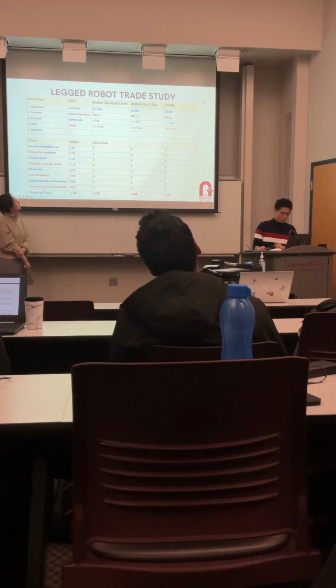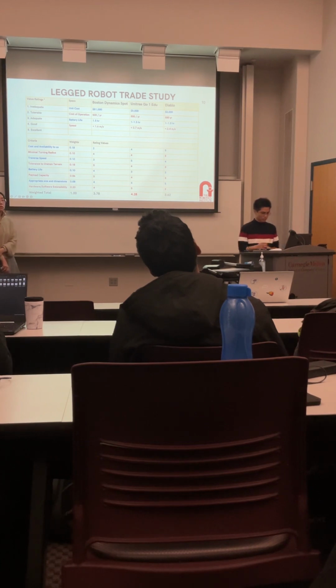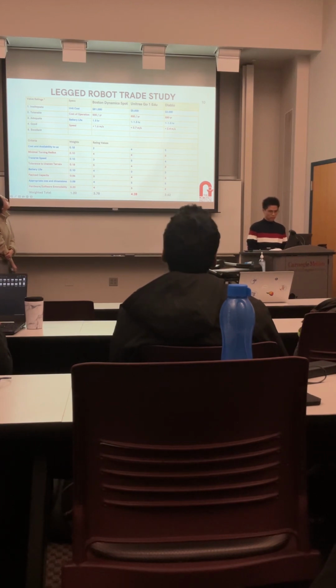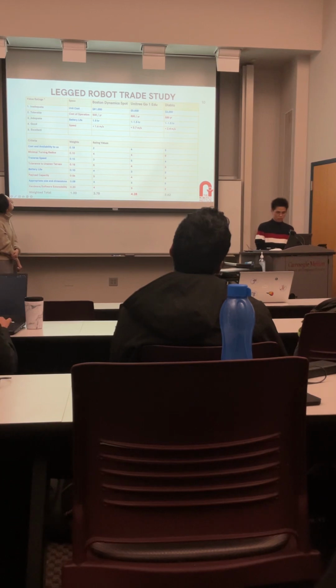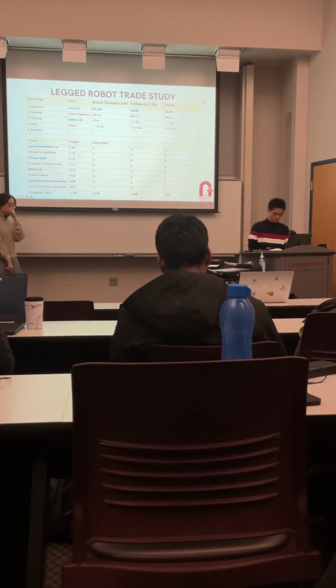So for our leg robot, to choose the best platform for our project, we mostly investigated three options. They are Boston Dynamics Spot, Unitree Go2 EDU version, and Diablo. The Spot and Go2 EDU are pure legged, industrial-grade robots, while the Diablo is a two-wheel-like self-balancing robot, which has just become available in the market.